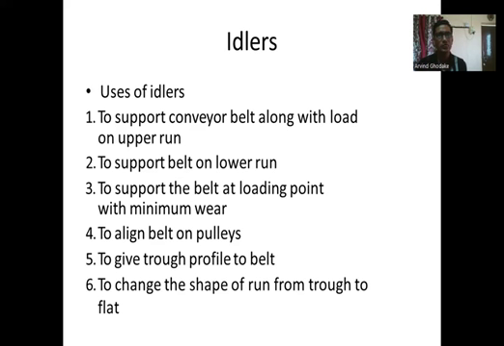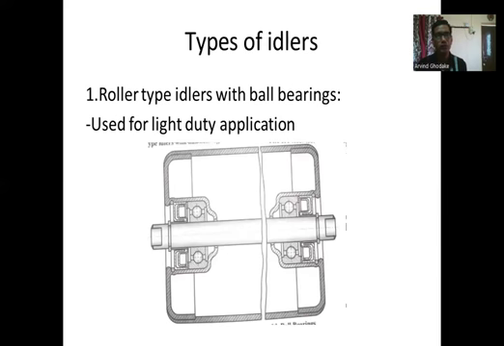Then idlers. Idlers are used to support the conveyor belt along with the load on the upper run, to support the belt on the lower run, to support the belt at the loading point with minimum wear, to align the belt on pulleys, to give a true profile to the belt, and to change the shape of the run from trough to flat. Then the types of idlers.